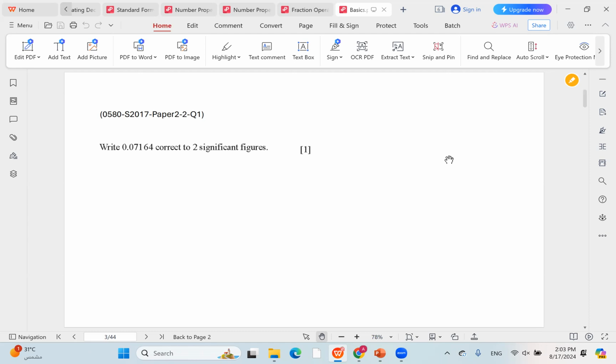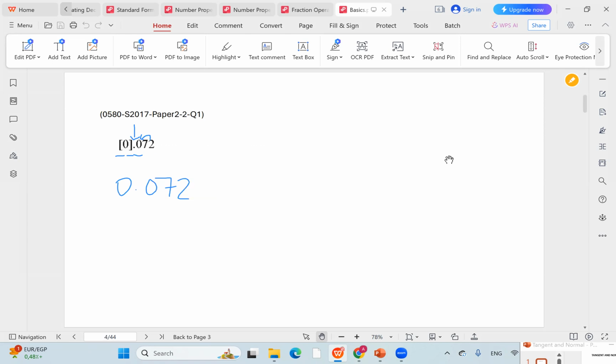So when we're dealing with significant figures, we neglect any zeros on the left. So we're not going to count this zero or this zero. We're going to start counting here. We have two figures, so we have 7 and 1. We have to check whether the 6 affects the 1 or not. And of course, since 6 is greater than 5, it does affect the 1. So we get 0.072. And this is the correct answer.